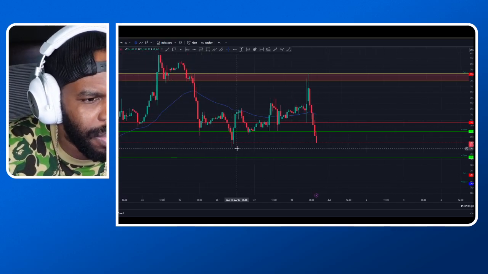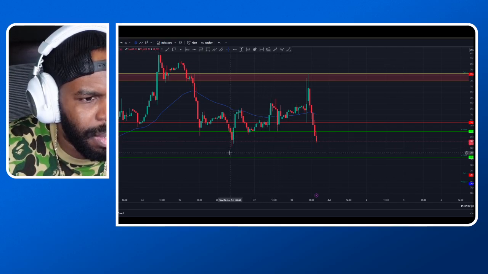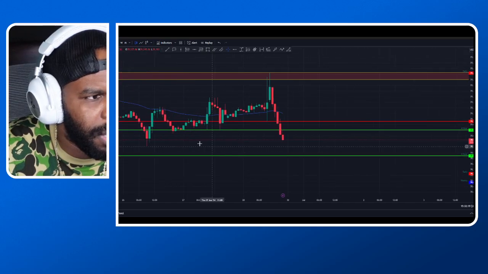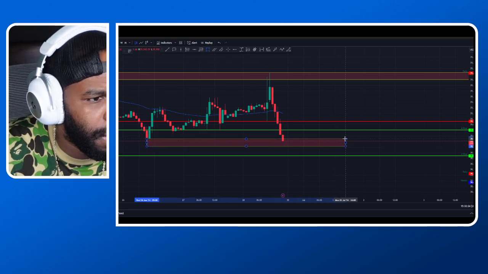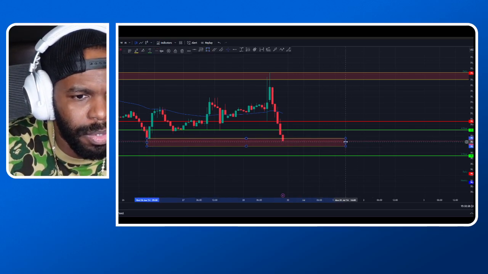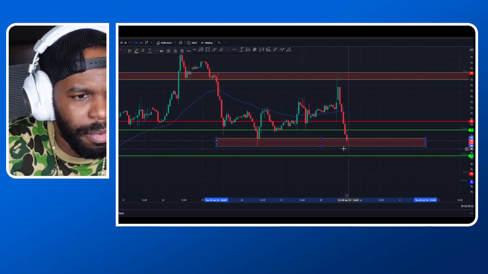Let's even look here. This was yesterday's U.S. session low. So price could come down here and reject that. I draw from the body to the wick. Price might reject this level. Okay.